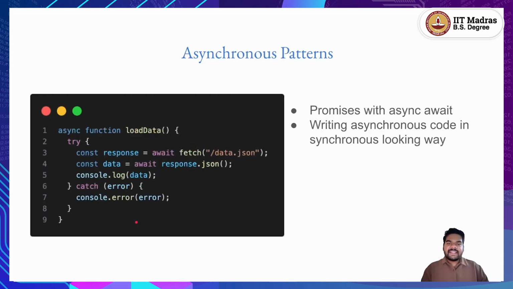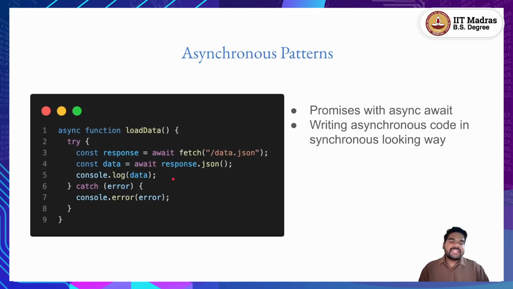Another way of writing an asynchronous pattern is async await. Async await is also a promise based approach. So what this does is we wait for this particular piece of code to finish. We await this, and when this finishes, then we execute the next line. Wherever we are awaiting, that's a promise. The next line will execute only when the await finishes.